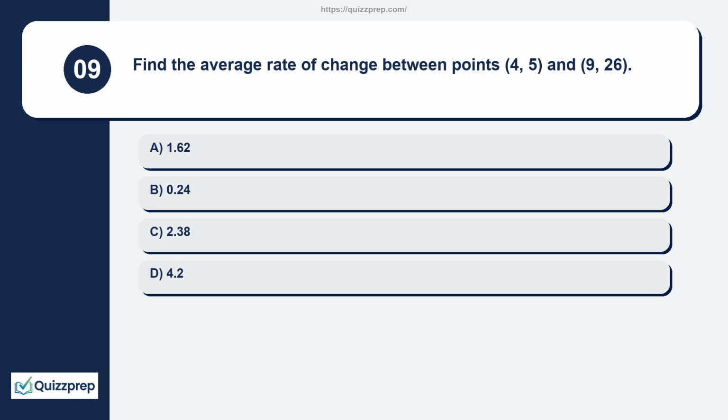Question 9. Find the average rate of change between points (4, 5) and (9, 26). 1.62, 0.24, 2.38, 4.2.